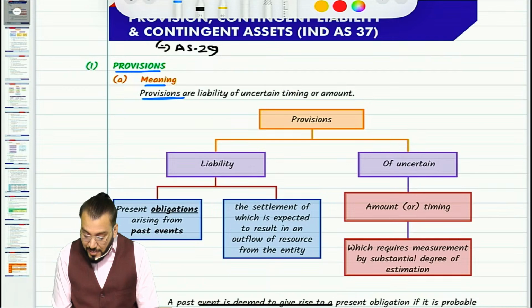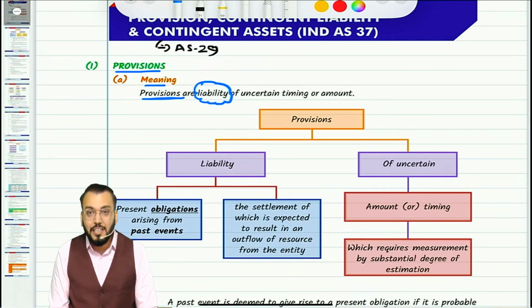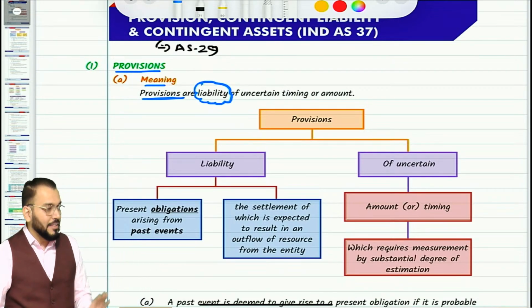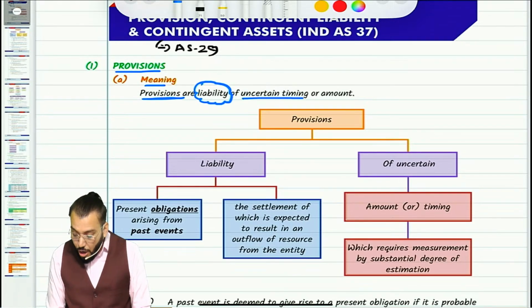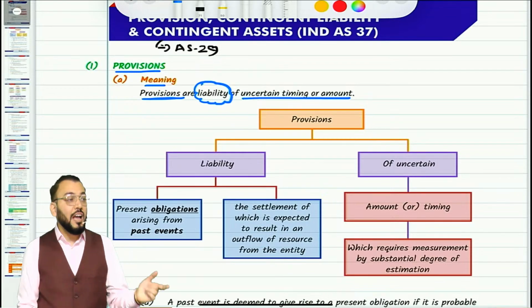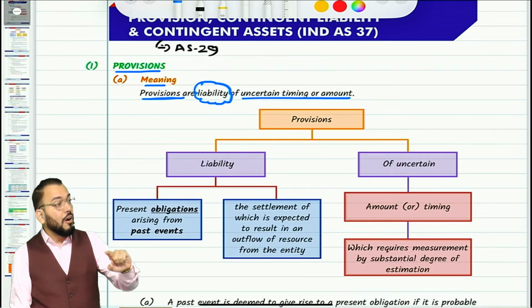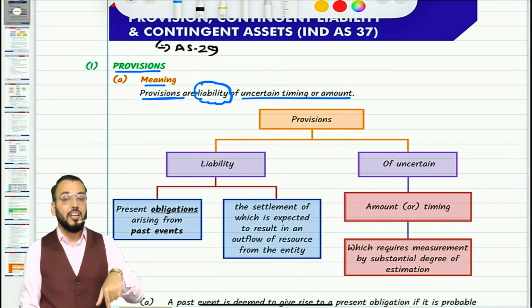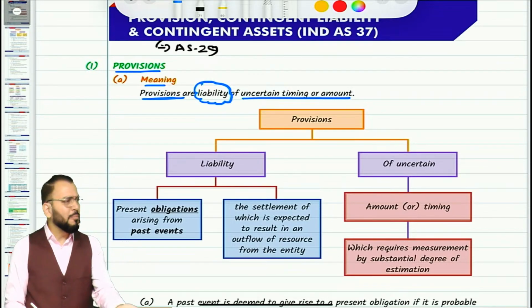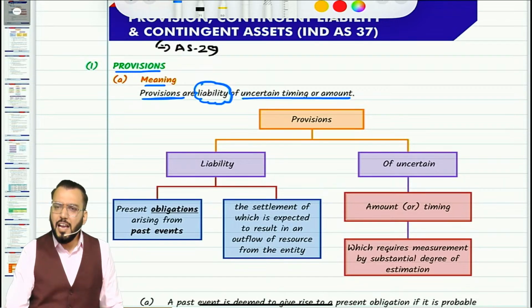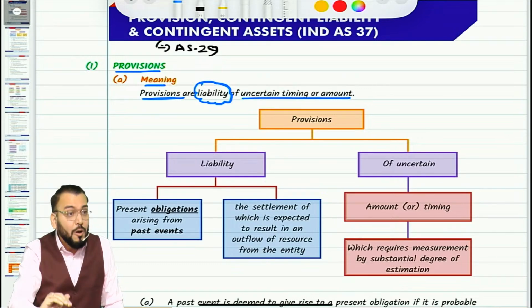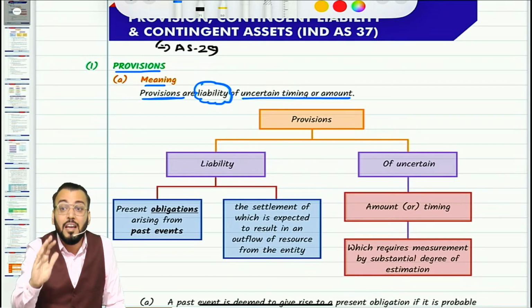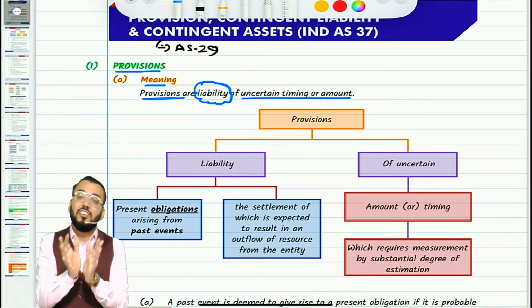Provisions are liabilities. Understood? It is a liability of what? Uncertain timing or amount. Means either the amount is uncertain or the timing of payment is uncertain, or both. Either we don't know the amount, it is a liability but we don't know the amount, or we know the amount but we don't know the timing of payment, when it will arise in future. So we say that it is a provision.